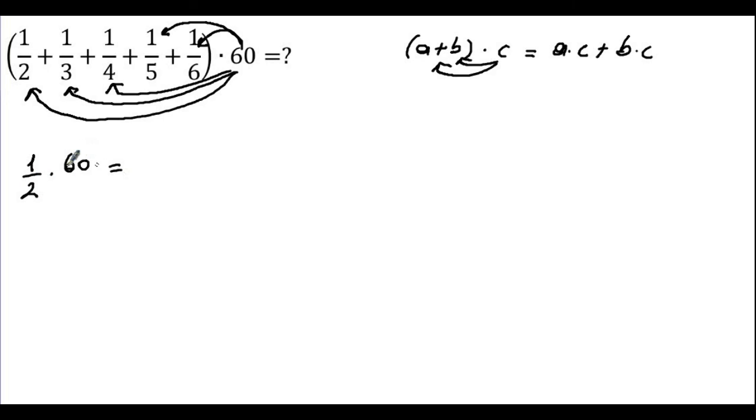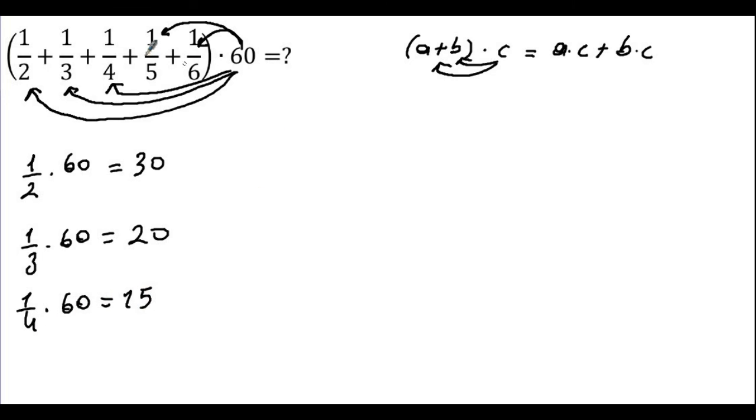So 1 over 2 times 60 is equal to 60 over 2, which is 30. What is 1 over 3 times 60? So 60 over 3, 20. 1 over 4 times 60, 60 over 4, 15. 1 over 5 times 60. So 60 over 5 is 12. And 1 over 6 times 60, 60 over 6 is 10.